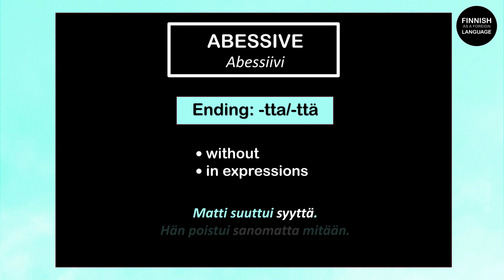Next example. Hän poistui sanomatta mitään means he left without saying anything. So sanomatta mitään is a very common expression and it means without saying anything. And sanomatta is the abessive case of the word sanoma, which is the agent participle of the word sanoa, which means to say. So let's repeat. Hän poistui sanomatta mitään. He left without saying anything.